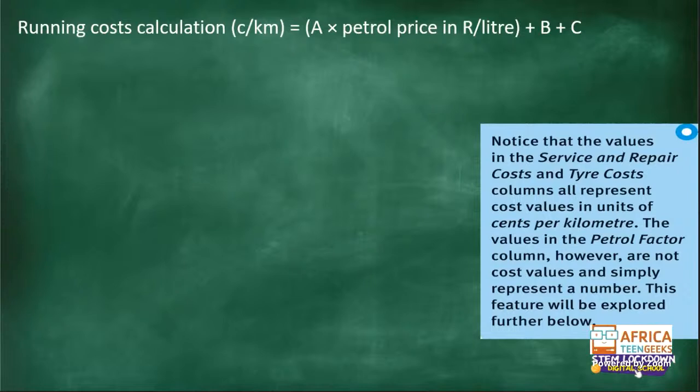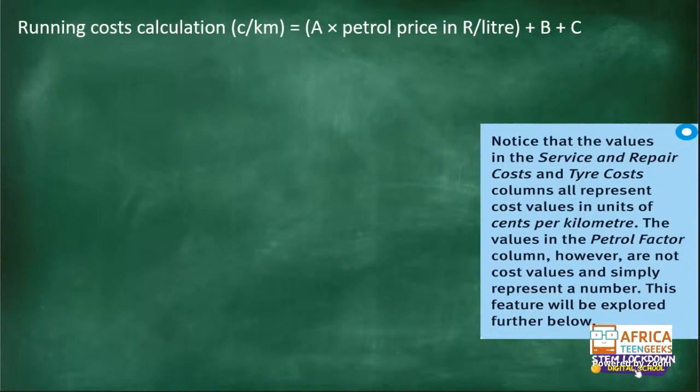So you can notice that the service and repair costs and tire costs columns all represent the cost values in units of cents per kilometer. So this means that the values in the petrol factor column are not cost values. They simply represent a number. So just like the factor that we had yesterday, the value in the petrol factor there represents a number. So that number, we're going to use it to multiply by the petrol price per liter, and of course you add column B and column C.